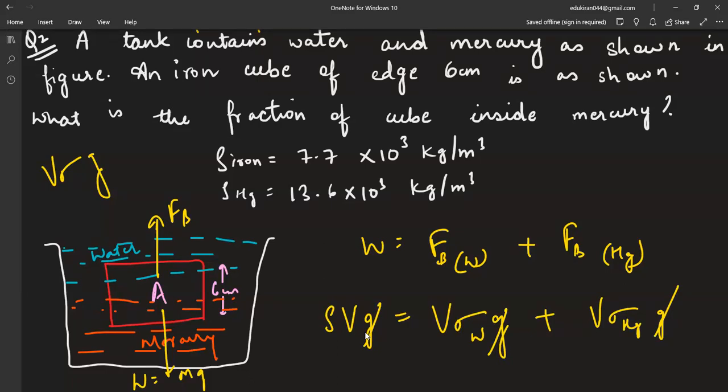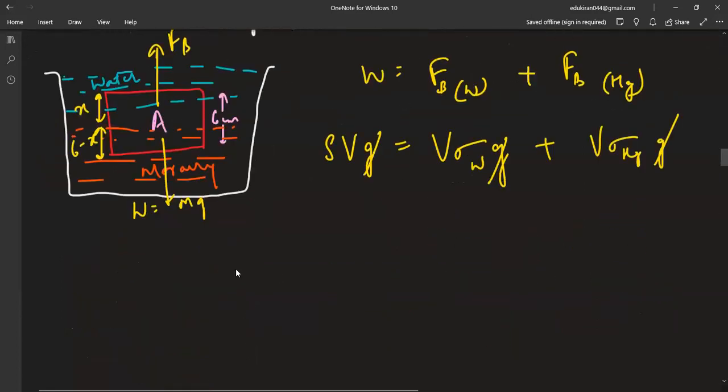Now see, difference in volume will be there. I have just written the same variable. Let's take some separation. Let's take this is x. So what will be dipped inside mercury will be 6 minus x, right? Now I have to write the volume. How will we write the volume? Area is already there, A. This A is given, A is the area. And thickness is given. So area into thickness will give you the volume.